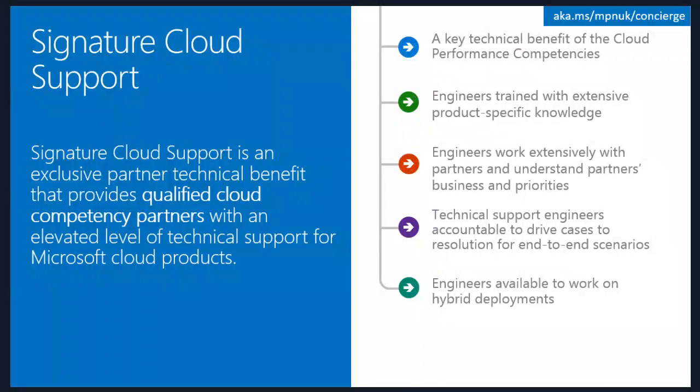So Signature Cloud Support is the exclusive technical benefit that's available for those that have cloud or hybrid competencies, and it's designed to give you an elevated level of technical support for Microsoft Cloud products. And the competency that you've attained will dictate the support that you get access to. So, for example, if I've achieved the cloud productivity competency, then I'll receive unlimited Signature Cloud Support for Office 365. And you will receive access to technical support engineers who work directly with you, and they have extensive product-specific knowledge and are accountable for driving cases from start to finish.